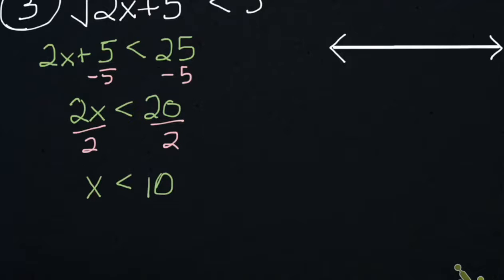Now let's look at part 2. I take the stuff under the radical, 2x plus 5. Only now that quantity has to be greater than or equal to 0. So we still subtract the 5 from both sides.